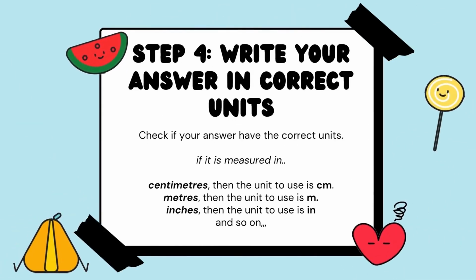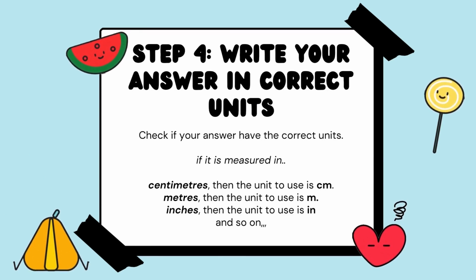And lastly, your step number 3. I'm sorry, that is supposed to be step number 3. Okay, you write your answer in correct units. Now, what I mean is that if your measurement is in centimeter, you need to use centimeters. So usually we use a short form which is cm. And if it's in meters, you can use m. If it's in inches, you just use in, and so on. Just make sure you write the correct units. If your measurement is in meter, you use meter. Don't write centimeter instead. It will be wrong. Okay?